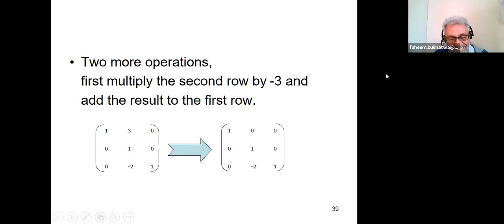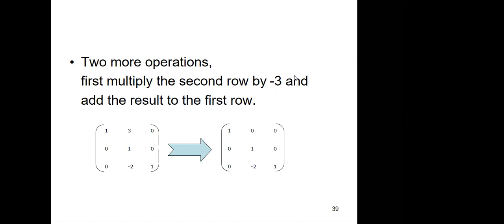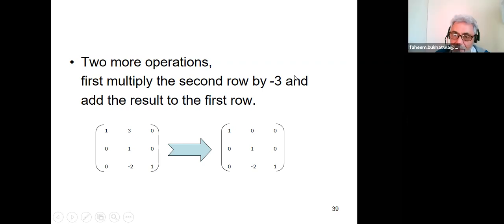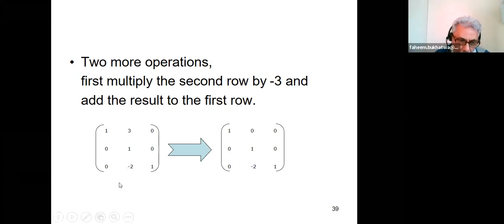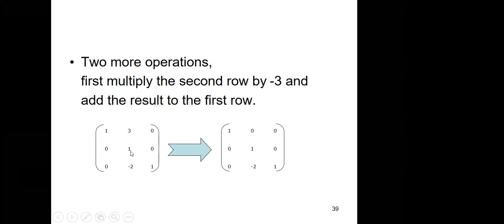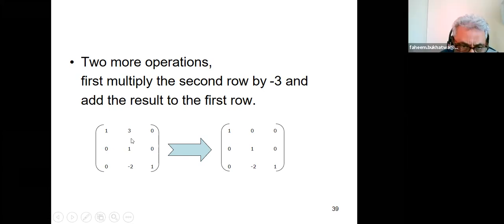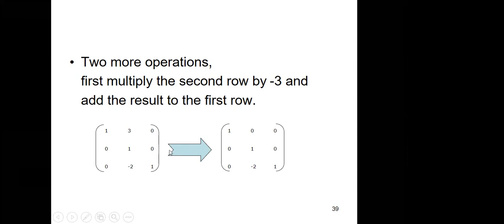How do you get rid of this -2 here? Are you following me, or do you have any suggestion? How do we get rid of this -2? I want to get rid of this -2. What operation do you suggest? Addition. I'm thinking adding the first row. Okay, let me give you a hint. Use the second row. Anybody else? Multiply the second row by 2 and then add to the third row.